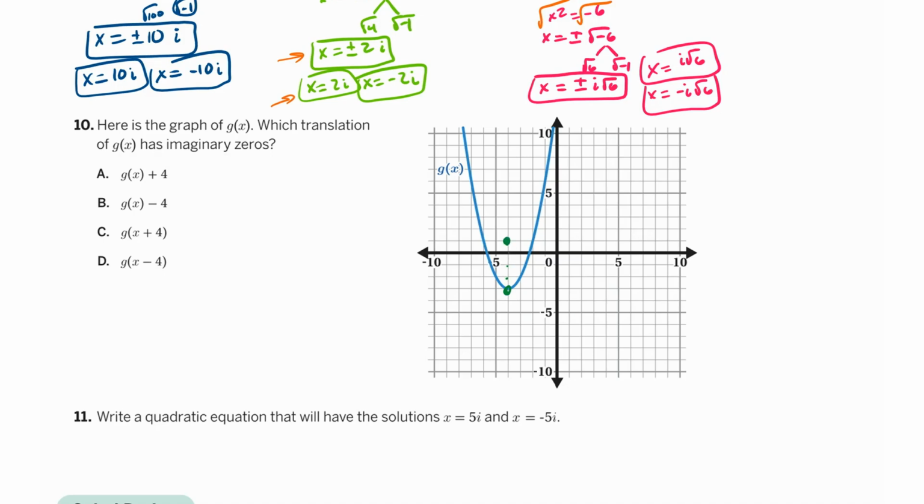because if I move this up 1, 2, 3, 4 units, then my graph now looks like this, where it has 0 intercepts, which means my zeros would be imaginary. The one that moves it up by 4 is g of x plus 4, because remember, this moves it down by 4, this moves it left by 4, and this moves it right by 4.